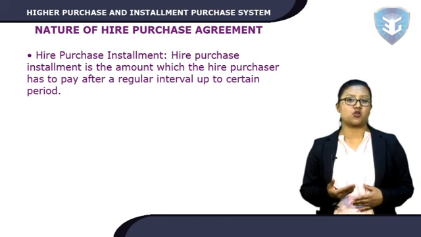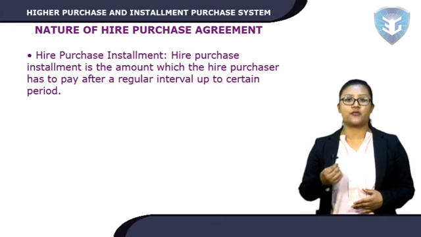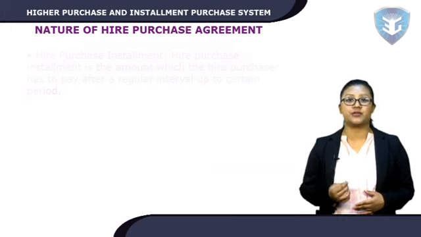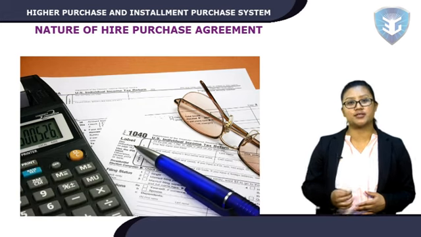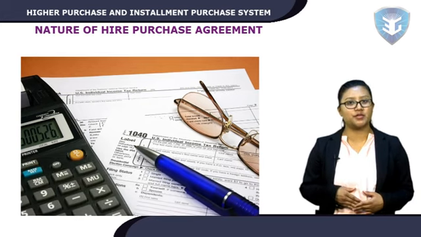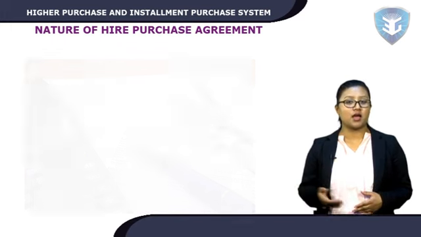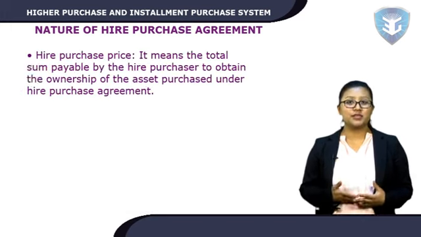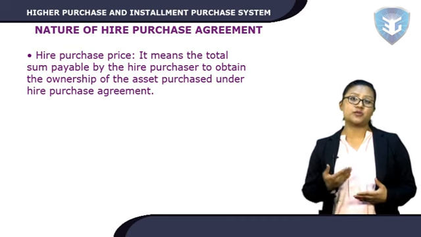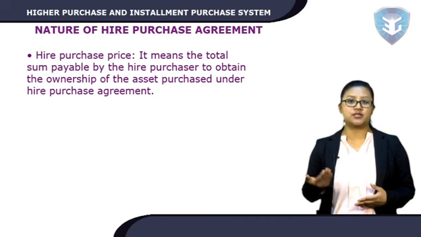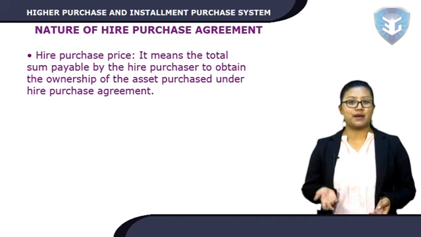Hire purchase installment is the amount which the hire purchaser has to pay after a regular interval up to a certain period as specified in the agreement to obtain the ownership of the asset purchased under a hire purchase agreement. It comprises of principal amount and the interest on the unpaid amount. Hire purchase price means the total sum payable by the hire purchaser to obtain the ownership of the asset purchased under hire purchase agreement. It comprises of cash price and interest on outstanding balances.